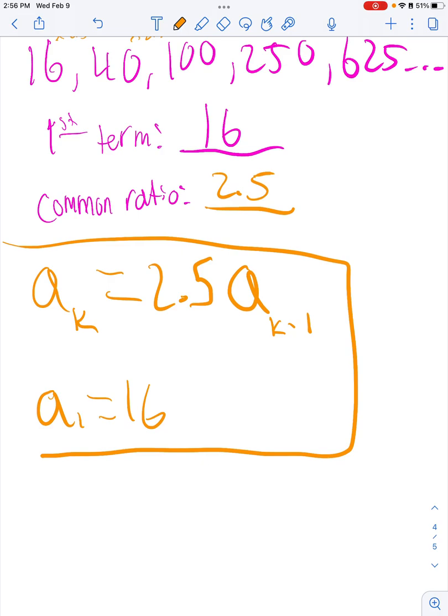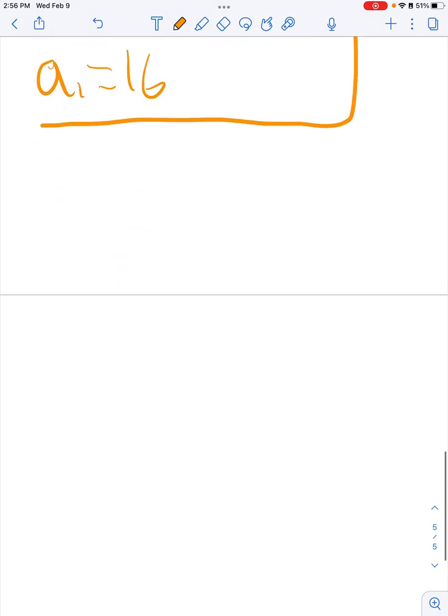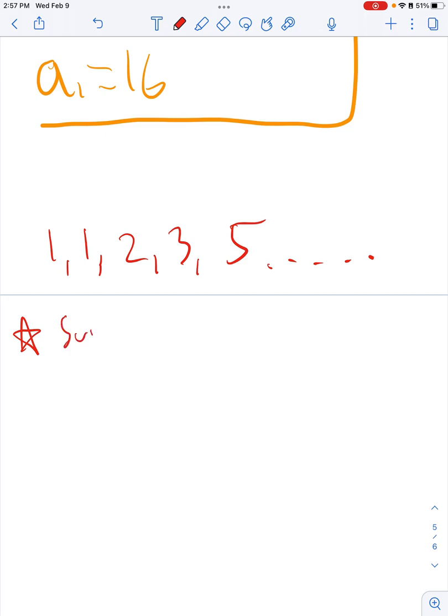So that worked out good there. Let's do 2 more examples. Write a recursive rule for a special sequence. So let's look at 1, 1, 2, 3, 5. This is a special one because we are beginning with the third term in this sequence. Each term is the sum of the 2 previous terms. So sum of 2 previous terms.